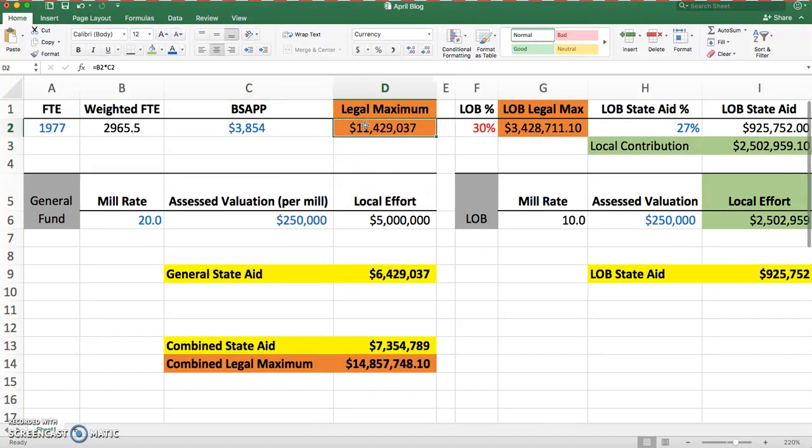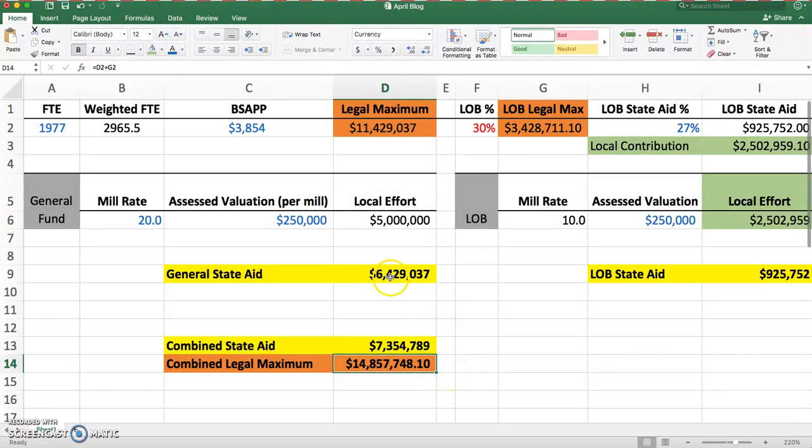Our legal maximum is based upon the number of kids we have sitting here, times, of course, their weightings as set by the legislature, and most importantly, times the base state aid per pupil. It does not have in its calculation the assessed valuation. And so as you can see, the funds available to the district remain unchanged, both LOB and general. We still have this combined total of 14.8.